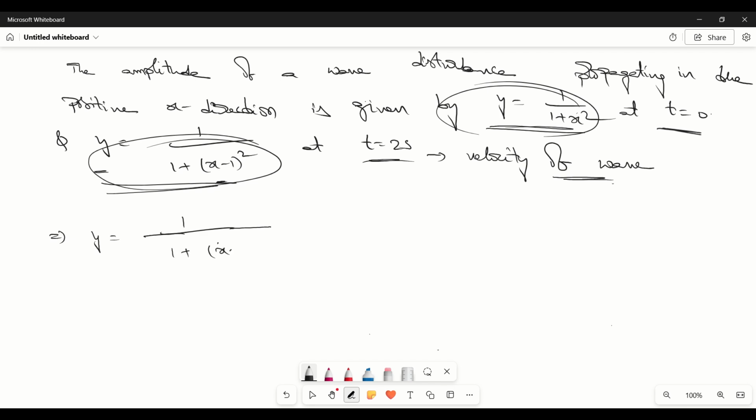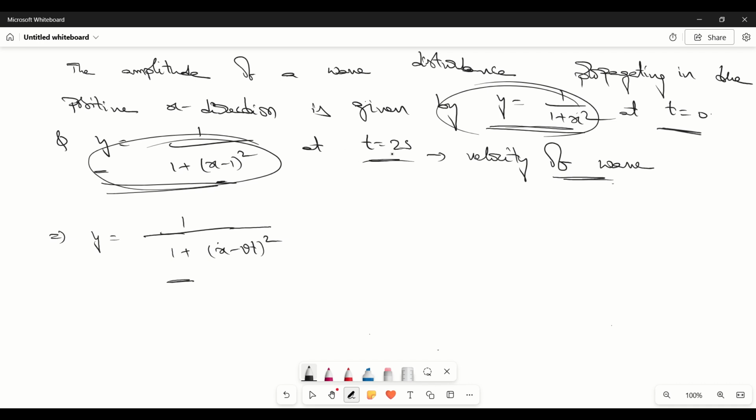When we equate these two equations, x minus 1 whole square and x minus vt whole square, we observe that x minus vt is equal to x minus 1. So here we can represent vt equal to 1. So v equal to 1 by t.